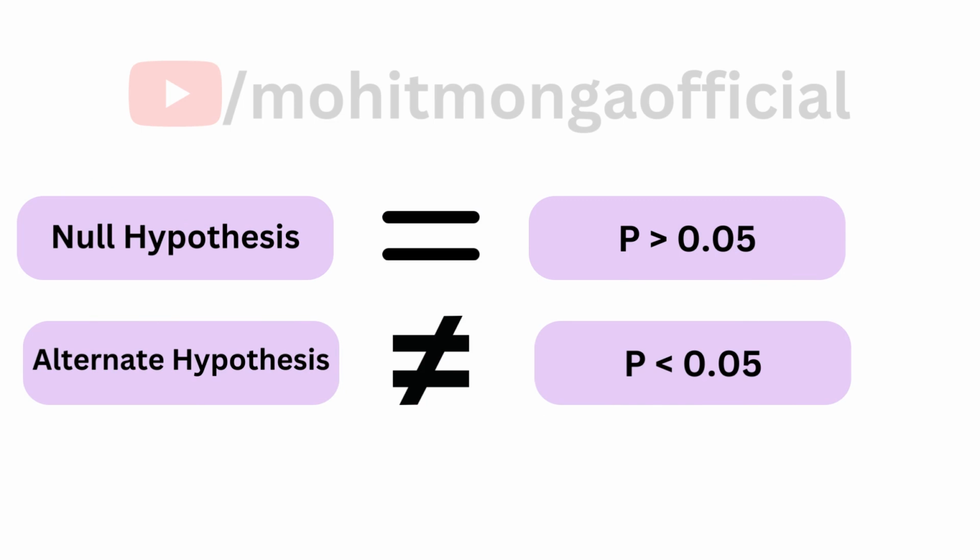Earlier in this section, we discussed null and alternate hypothesis. Null hypothesis, i.e. equal to, is considered when value of p, that is probability, is greater than 0.05. Alternate hypothesis, i.e. not equal to, is considered when value of p is less than 0.05.